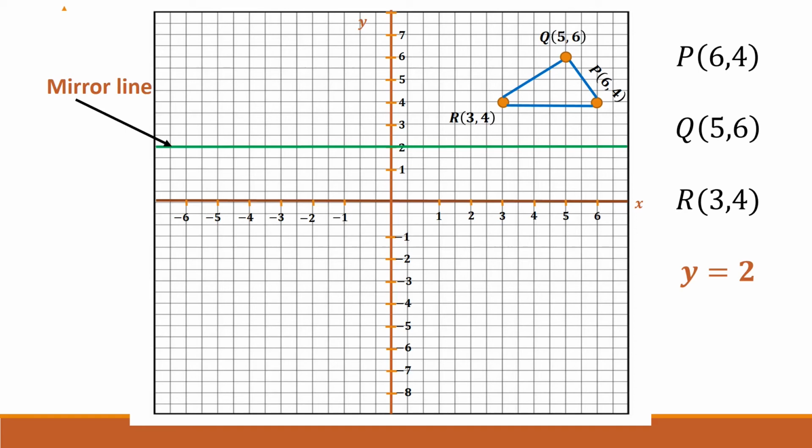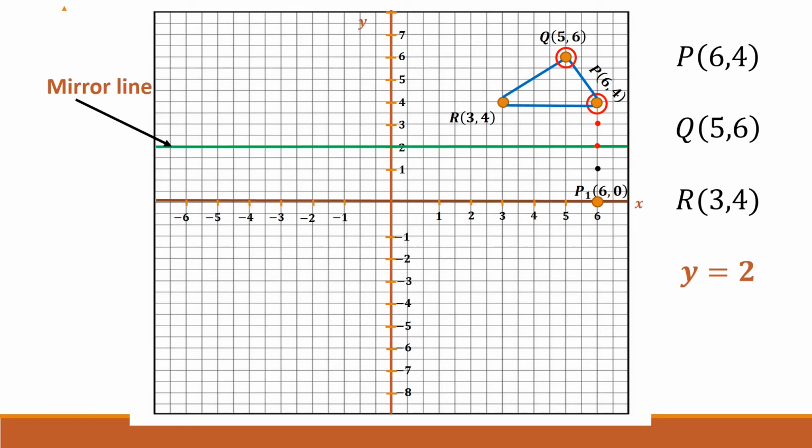So to do that, we pick the first point, which is P, and move towards the mirror line. So how many steps are we going to move? I'm going to move 1, 2. So I move 2 steps to get to the mirror line. In the same way, I'm going to move 2 steps away from the mirror line to produce the image point. So let's move 1, 2. So that point over here becomes P1, which is (6, 0).